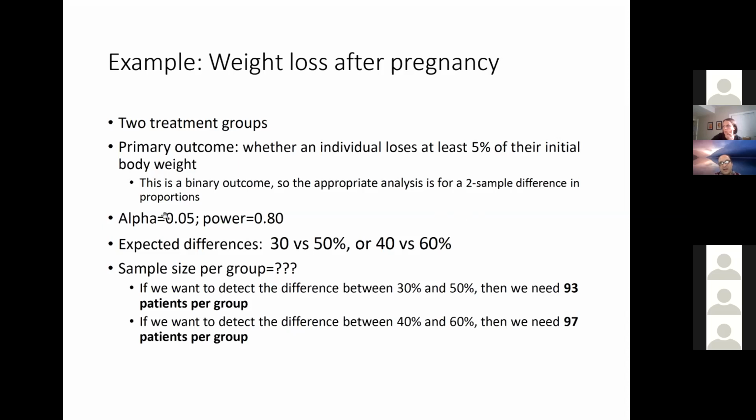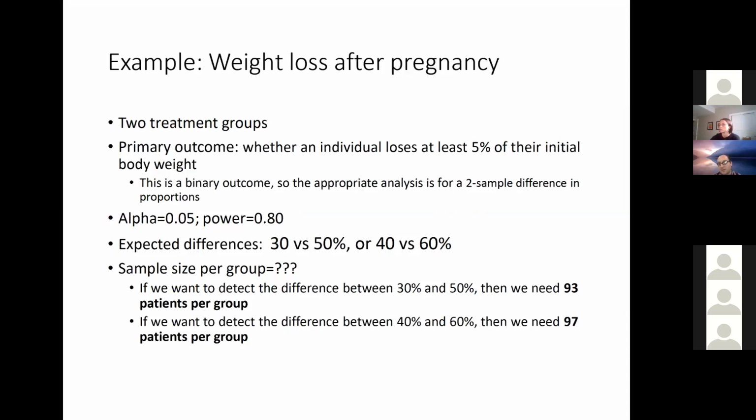So if we set alpha equal to 0.05 and power equal to 0.8, then we can go through some calculations depending on different expected differences. So in this case, with the difference in proportions, it's going to depend on whether we're looking for 30% versus 50% or 40% versus 60%. And you might say, well, hold on, this is the same size of a difference. It's a 20 percentage point difference in either case. And so it seems like you should get the same sample size either way.